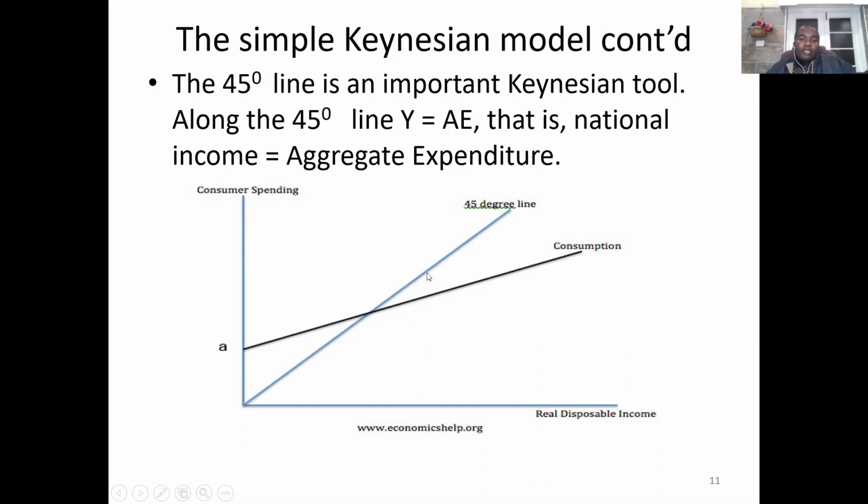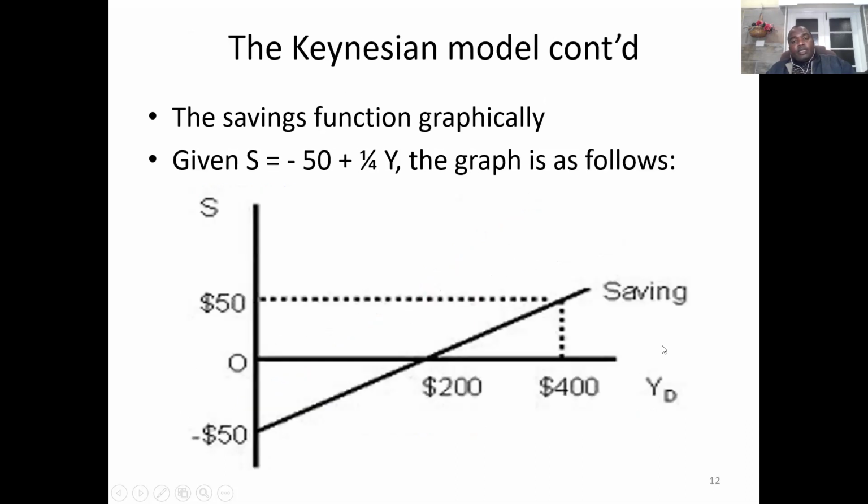So along the 45 degrees line, there is equality between the level of national income that is existing and the aggregate level of expenditure. So the savings function graphically is given as S is equal to minus 50 plus 1 quarter Y. The graph is as follows. We start from minus 50, and then we maintain a slope of 1 quarter Y, and it gives us the graph which you are seeing.